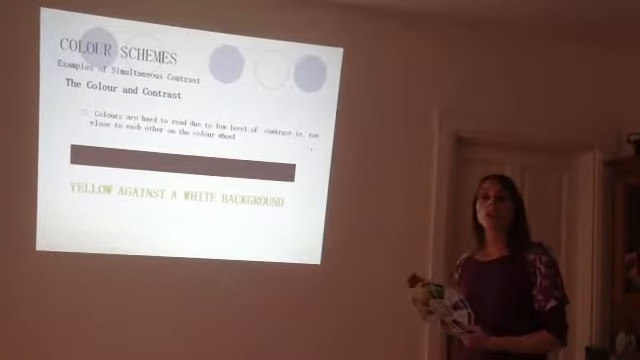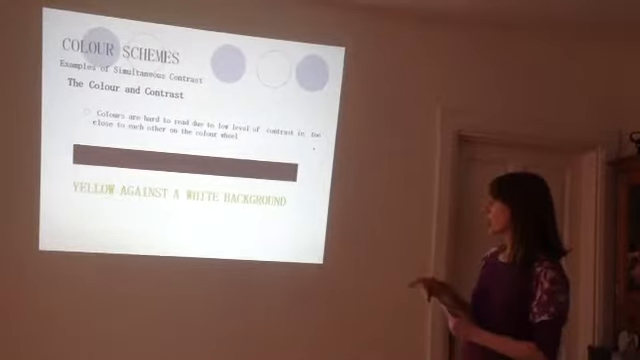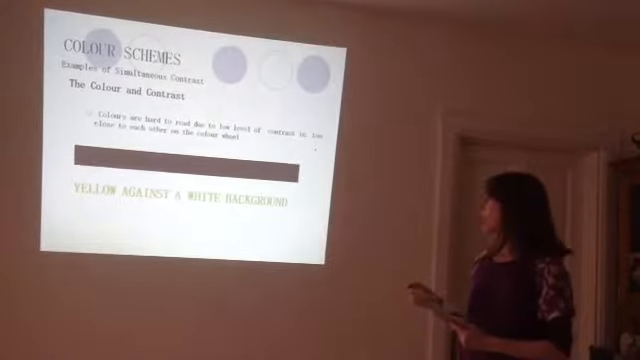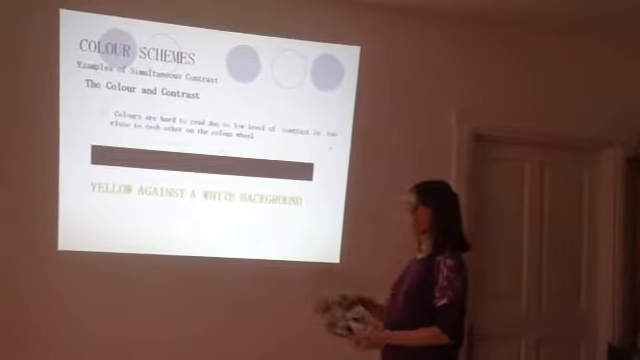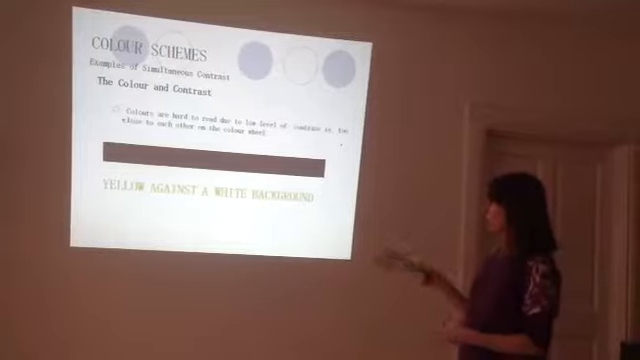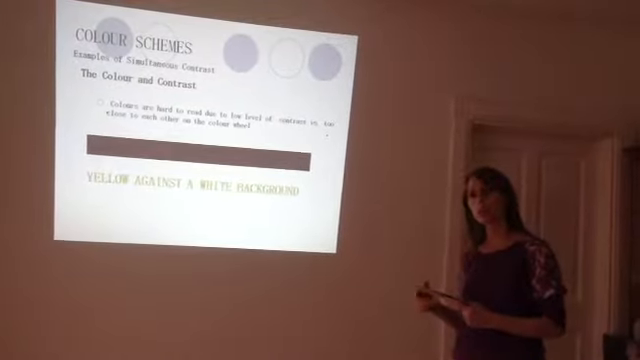When you have colours that are too close together on the colour wheel, they are hard to read due to the low level of contrast. So for example, you've got blue here against a black background. That is practically impossible to read. If you were doing a sign and you were trying to read that, it would be very difficult.